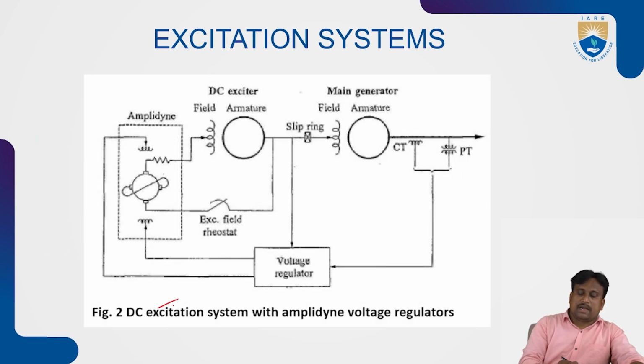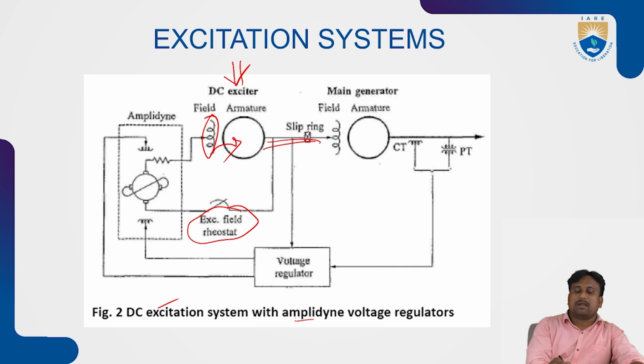So if you observe the diagram for the DC excitation system here, which will be considered with the amplitude voltage regulators. So what does this amplitude voltage regulator mean? Here it is connected in such a manner that the field is excited with this amplitude. This will provide excitation to most of the field winding, and this is one of the field connections to the armature, and it is acting as the DC exciter.